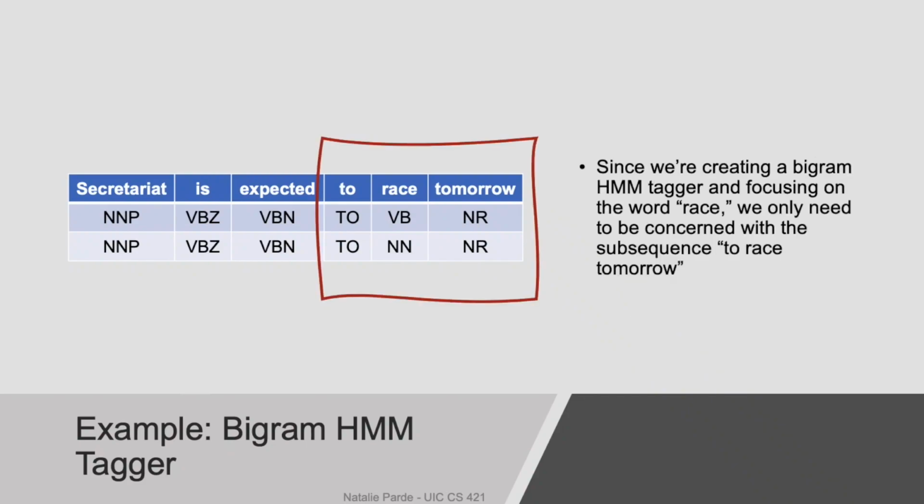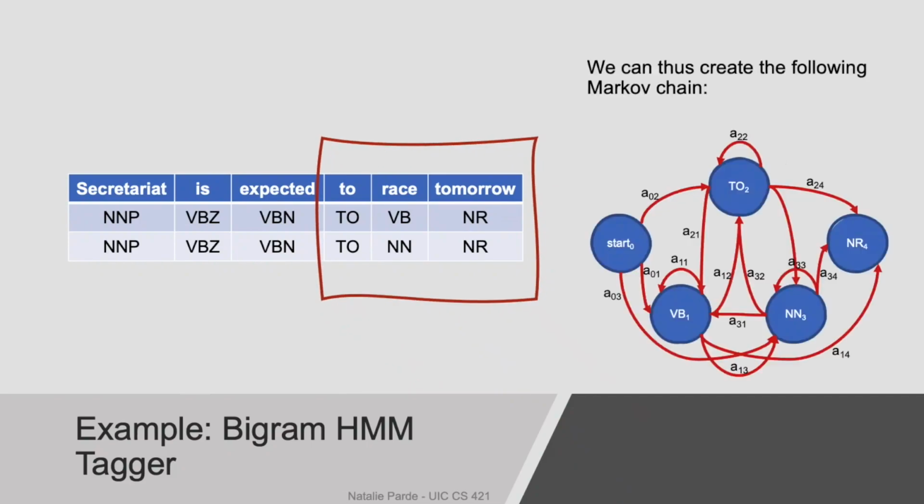Since we're creating a Bigram HMM tagger, we don't actually need the full context leading up to our ambiguous word. We just need to focus on the subsequence to race tomorrow. We'll take this subsequence and we'll create a little Markov chain for it. So we have a start state and then we have 4 different part-of-speech tag states.